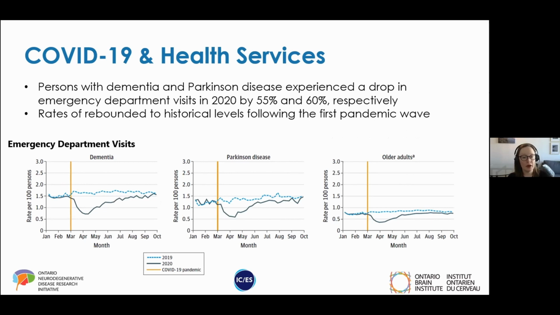And this raises important concerns in terms of care that may not have been received, urgent care that may not have been received because of fears of presenting to the emergency department due to infection and other issues. The rates did rebound, however, by the end of this study period, which was towards the end of September.